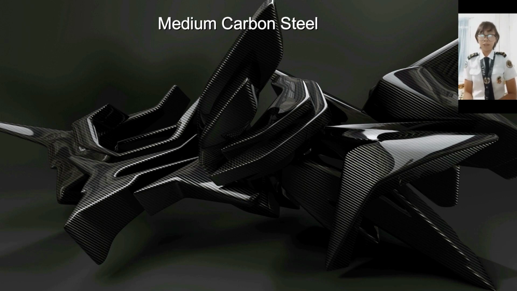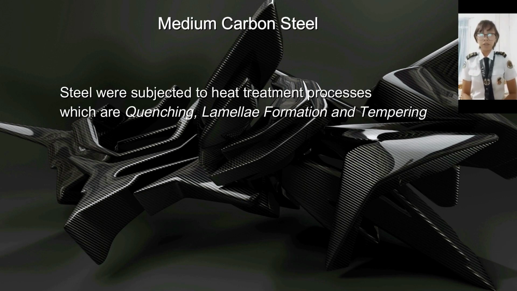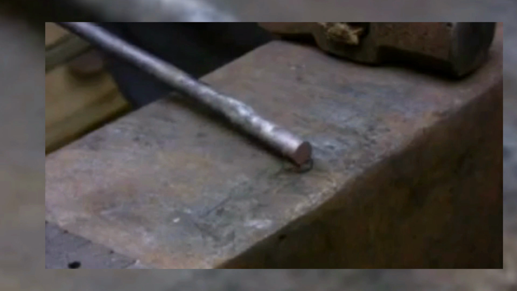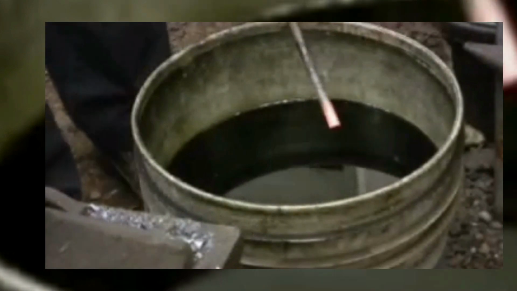Second is the medium carbon steel. Representative samples were subjected to heat treatment processes, which are quenching, forming, and tempering. The steel was heated to the austenizing temperature of 830 Celsius and water quenched. Again, I have an example of the heat treatment process for medium carbon steel. So after forming and tempering, they quench it in water.